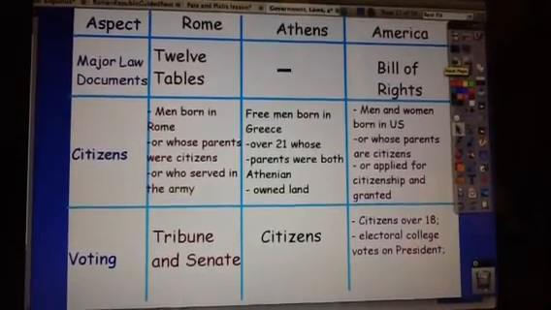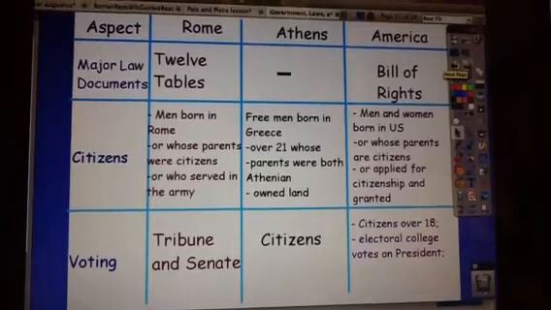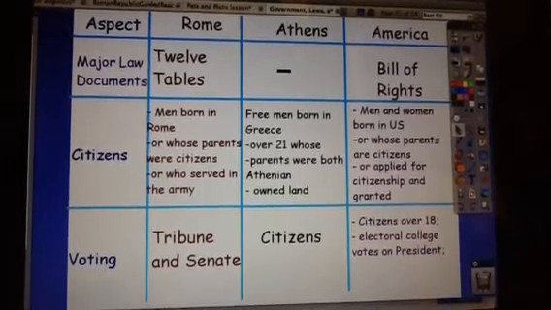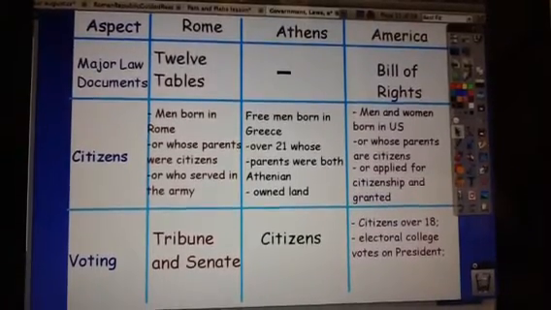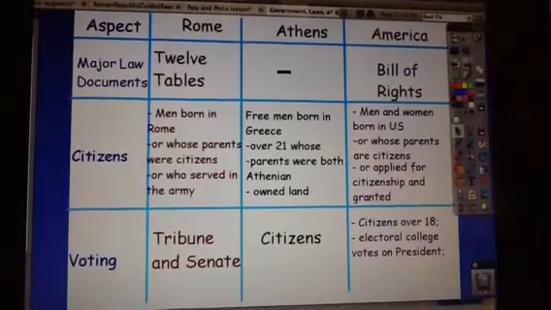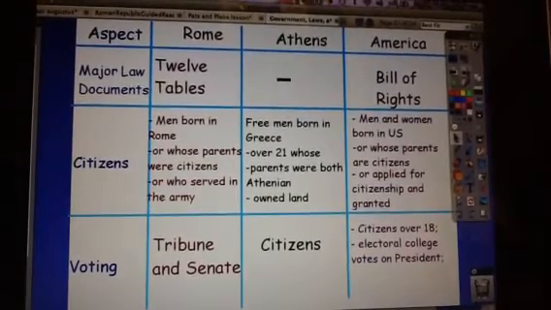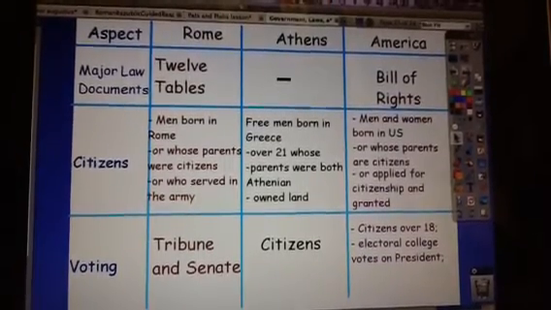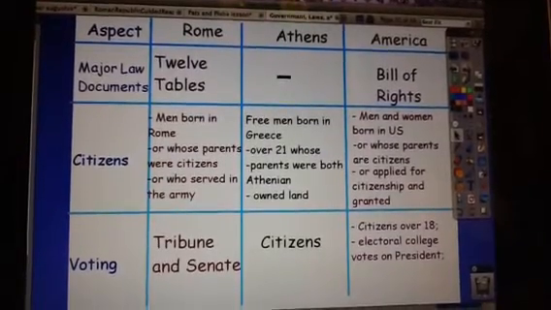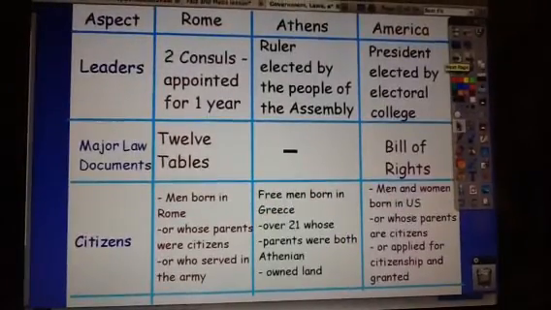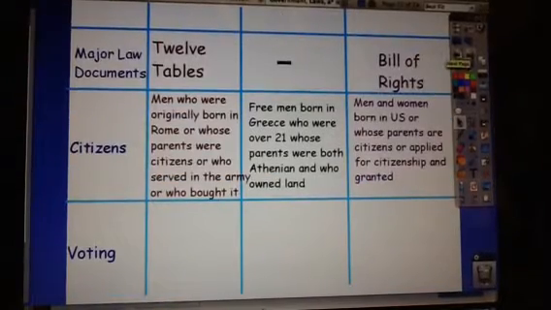And voting, in Rome you have the tribune and the Senate who do the voting. In Athens, it's all of the citizens, because remember, they were a direct democracy. And then America, citizens over 18. The Electoral College votes on the president. Remember, each state has a certain number of people in the Electoral College, and if the state has a majority of one presidential candidate over the other, then the Electoral College in that state will vote for the president that the citizens voted for. And that is it. Okay.